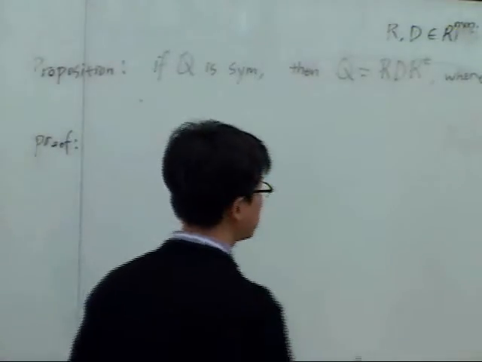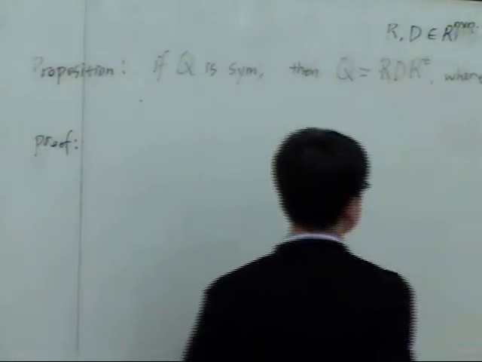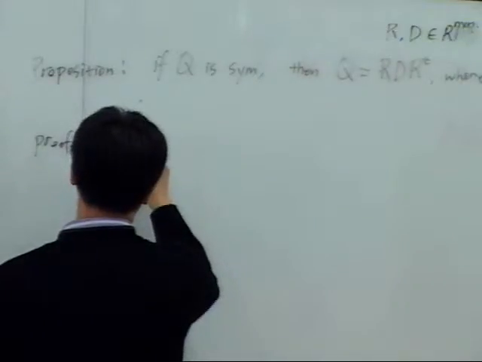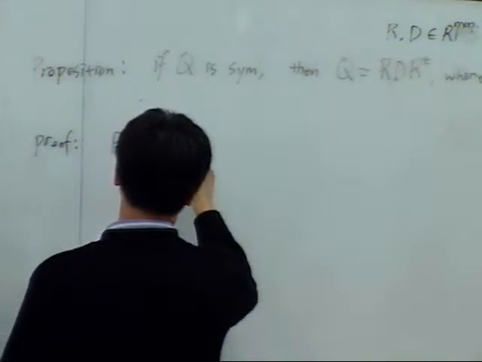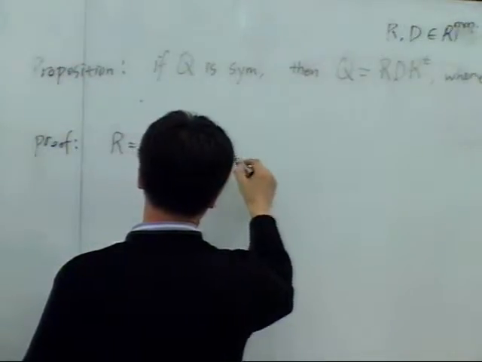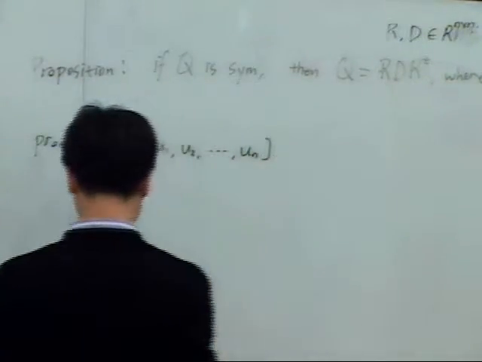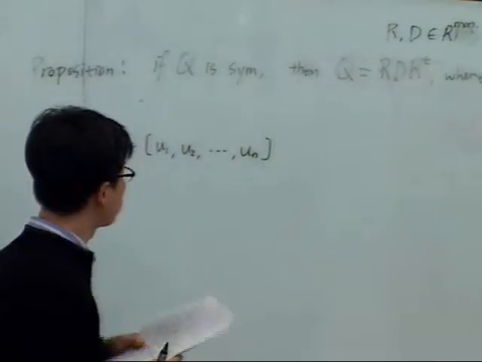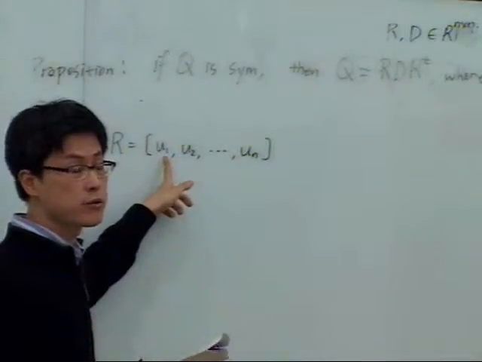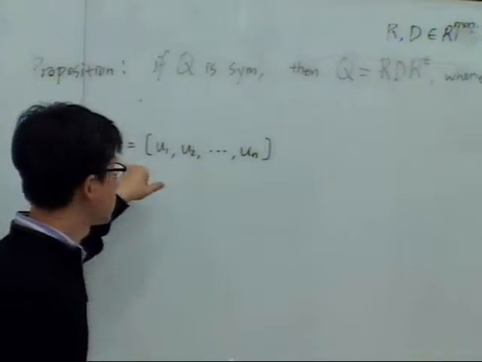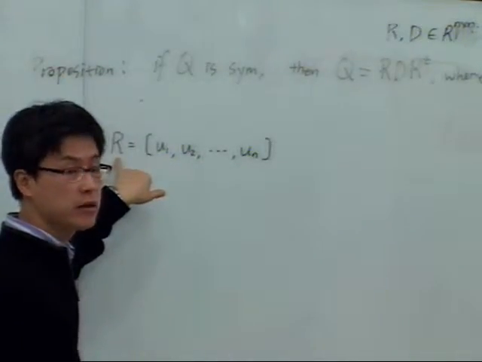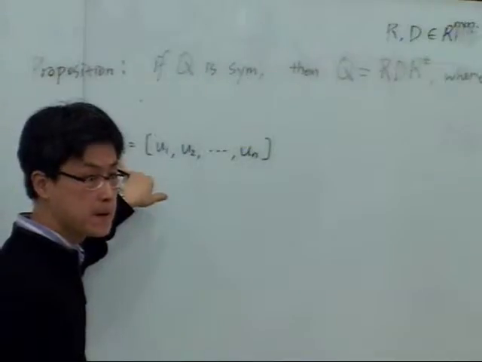Let's assume R as described here. So we can write R is U1, U2, Un. These U's are not scalars. These Ui's are column vectors. So actually this R is an n by n square matrix. Okay?